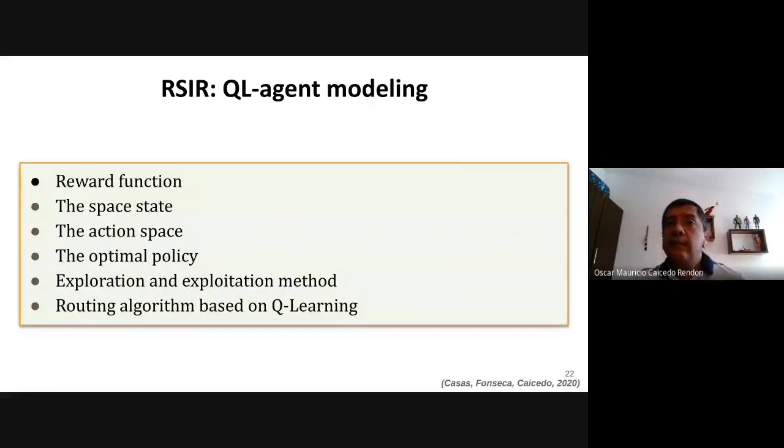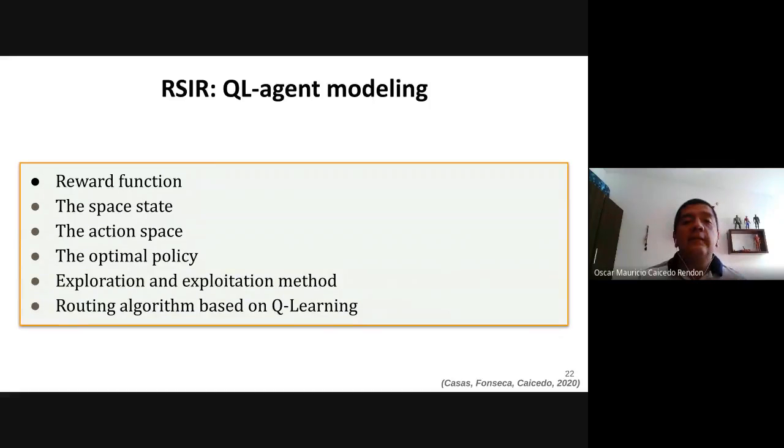Okay, but here my idea is not to present my solution. My idea is, okay, how we can build a reinforcement learning solution. In order to create a Q-learning agent or reinforcement learning agent, okay, how do we model this?